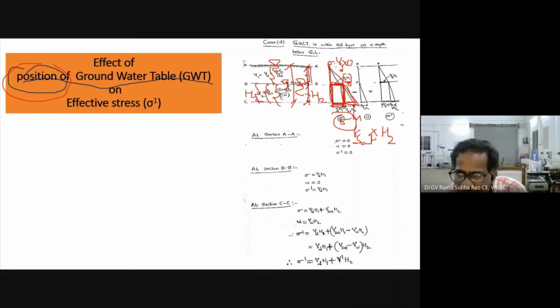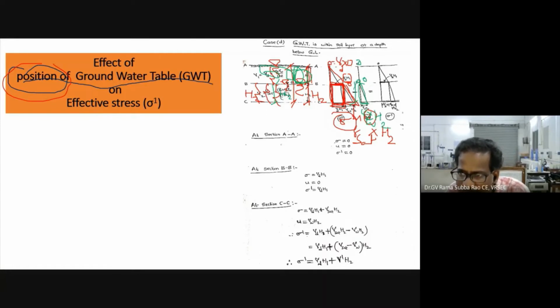Now let me tell you about the pore water pressure diagram. For this, I will select another color. There is no water table in the H1 portion, so I am writing gamma W into 0. Here also gamma W into 0. Now in the submerged portion, it starts at 0, and the thickness of the submerged portion is H2. Undoubtedly this will be gamma W, the unit weight of water, into the height of water, so gamma W into H2, because I am calculating pore water pressure.